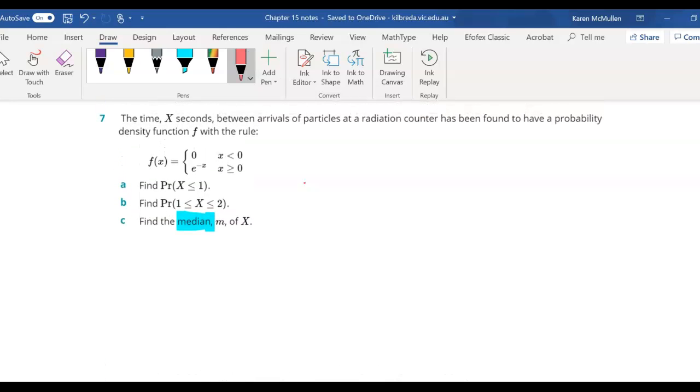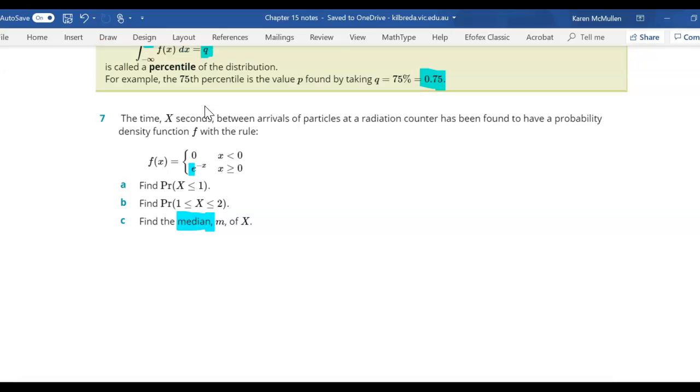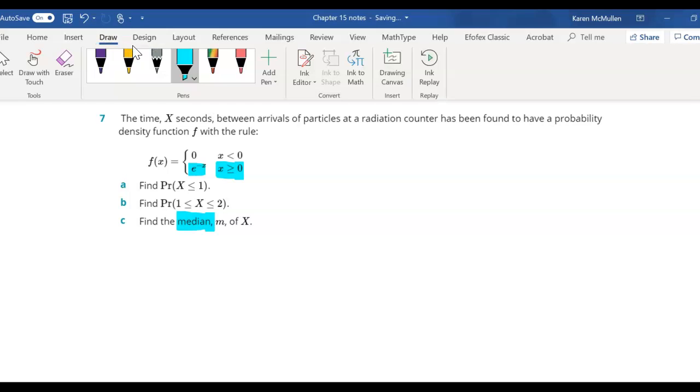All right, so question 7, the time x seconds between arrivals of particles at a radiation counter has been found to have a probability density function f with the rule. Okay, so we've got f of x equals e to the negative x when x is greater than or equal to 0. Don't worry about the 0 part unless you've got a graph, so make sure you always consider that when you're graphing. All right, so for question A, we're finding the probability that x is less than 1.